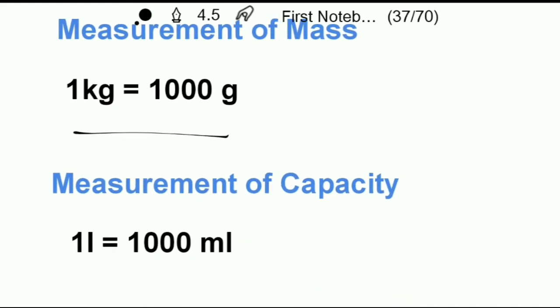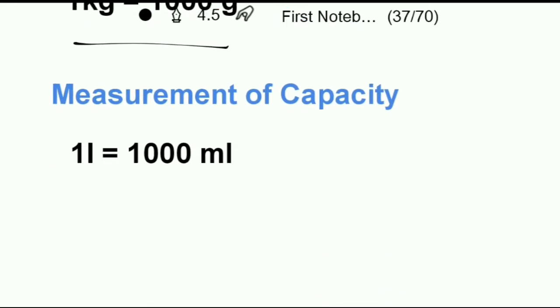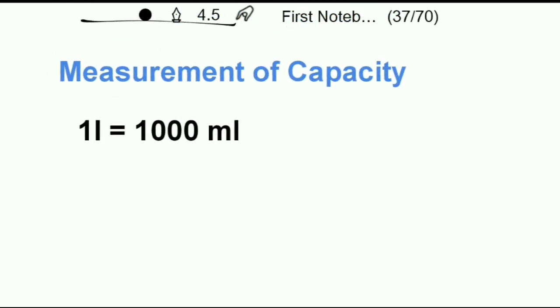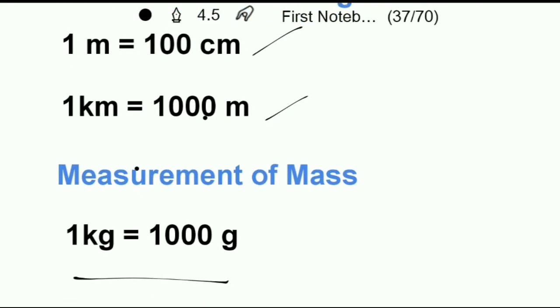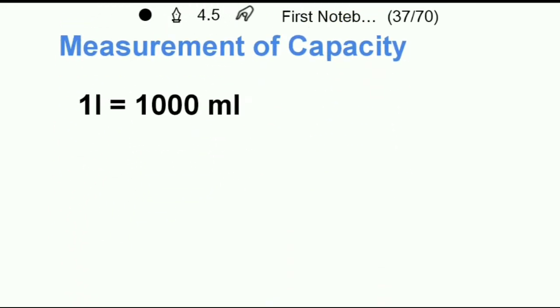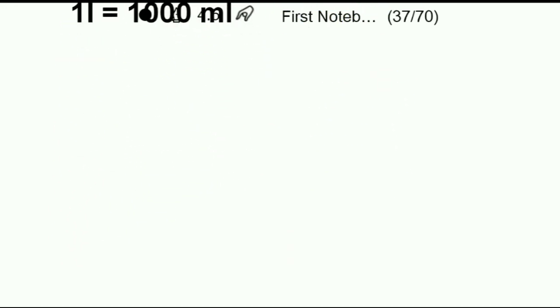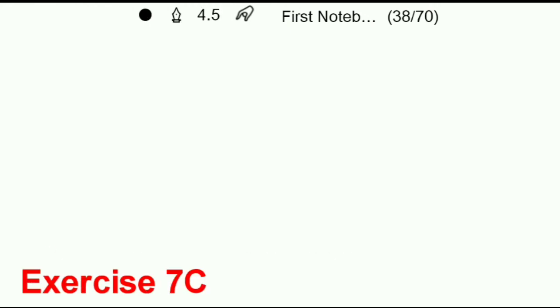Next is measurement of capacity. Capacity means volume, like your bottle. In one bottle, what is the capacity? At least 1 liter. So here 1 liter equals 1000 milliliter. So these three are the connections between decimal and measurement: length, mass and capacity. Now we can see the related questions.